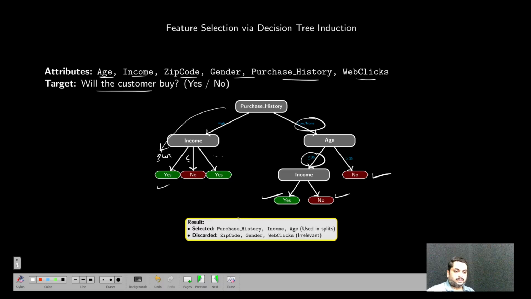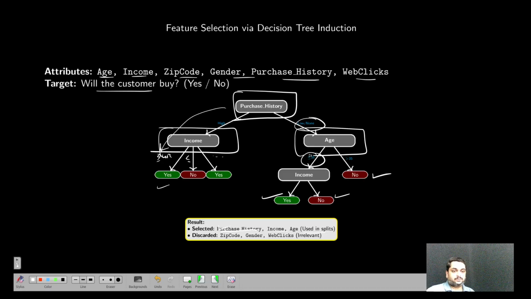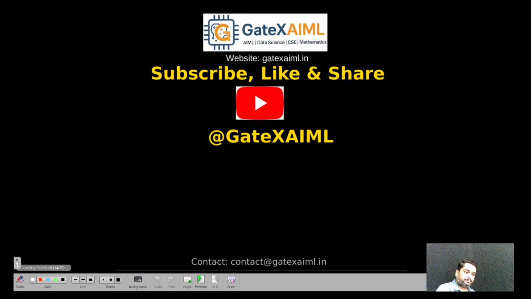Then you select the attributes, which attributes you want to keep. For example, purchase history, income, age, which are used in the split. See, purchase history, this node has been split because of the more information gain. Then income also has been split, age also has been split. So the nodes which split have more information. So you select those nodes or attributes.